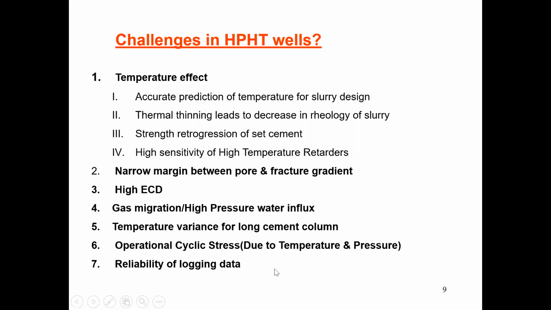And then operational cycles. In deep wells, because of temperature and pressure, there are cyclical stresses: we pressurize the well, depressurize the well, or sometimes carry out formation fracturing to bring in production, especially in shale gas and shale oil wells. We need to hydrofrac the well. When you hydrofrac, excessive pressure is applied, which creates additional stresses on the casing, and those stresses are transferred onto the cement sheath.